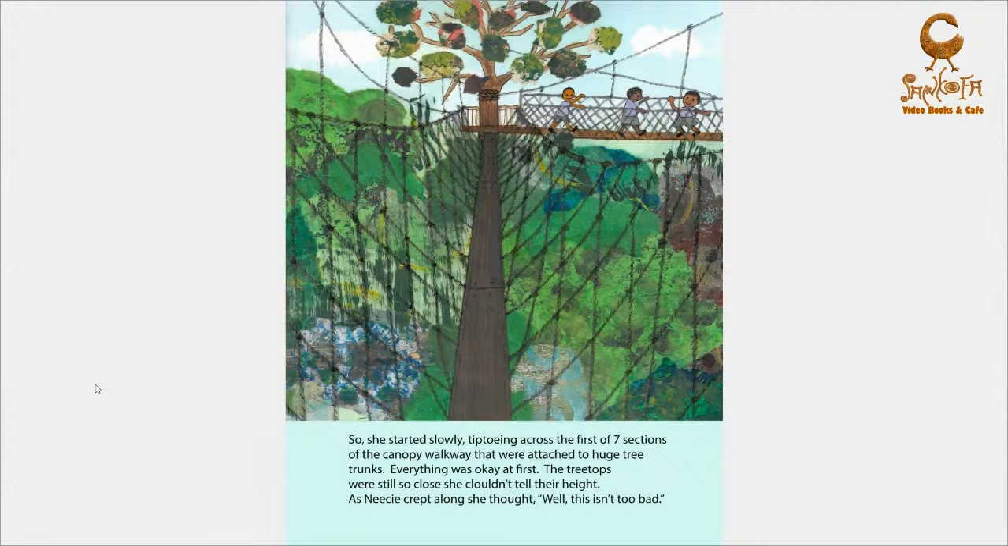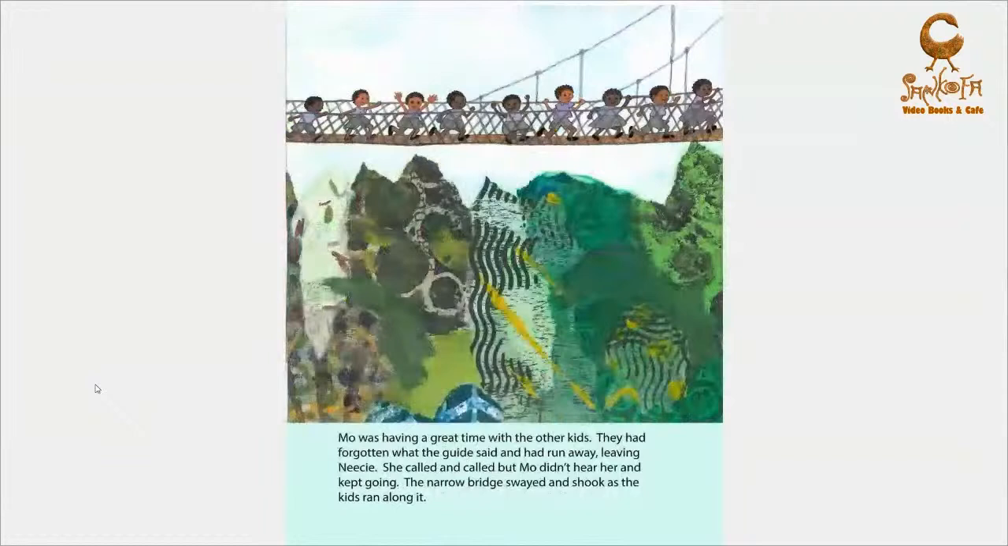Everything was okay at first. The treetops were so close, she couldn't tell their height. So Neesee crept along. As Neesee crept along, she thought, well, this isn't too bad. Mo was having a great time with the other kids. They had forgotten what the guide said and had run away, leaving Neesee. She called and called, but Mo didn't hear her and kept going. The narrow bridge swayed and shook as the kids ran along it.